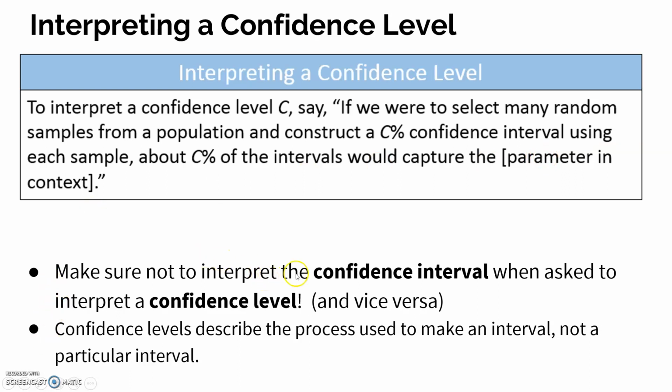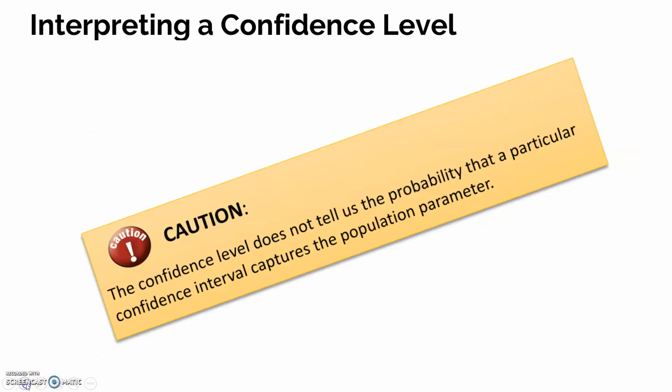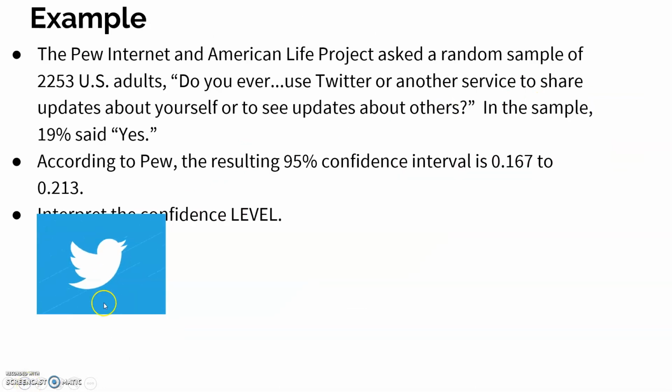Make sure that you don't interpret the confidence interval when asked to interpret a confidence level, and vice versa. Our last lesson was focused on interpreting a confidence interval. You'll notice in the confidence level interpretation, there's no mention of the actual numbers used to construct the interval. Another important note is confidence levels describe the process used to make an interval, not the actual interval itself. So that's a major difference that you'll notice from what we talked about last week. All right, so I am going to skip through a couple of these slides here, and let's take a look at this.